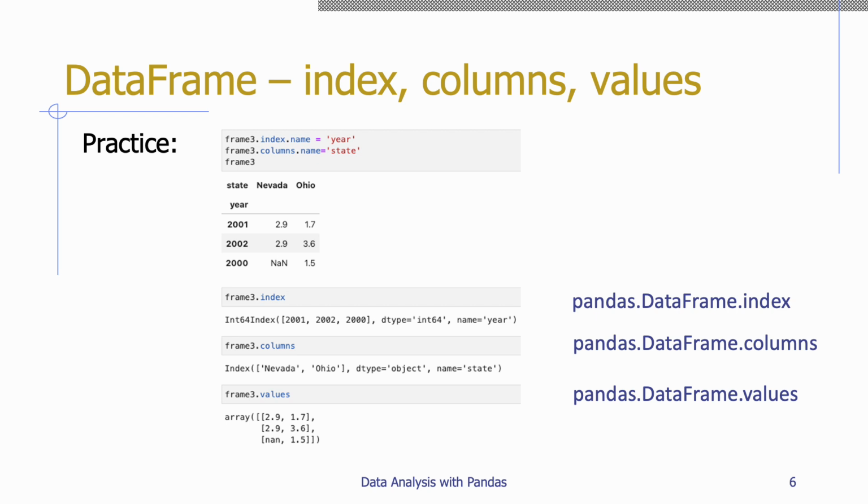Next, we have the index method. It returns the row labels of the DataFrame. Here they are 2001, 2002, and 2000. The columns method returns the column labels of the DataFrame. Here they are Nevada and Ohio. And next is the values method. It returns a NumPy representation of the DataFrame. Only the values in the DataFrame will be returned.